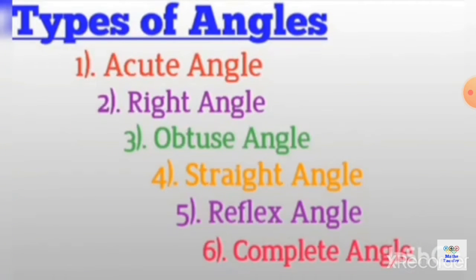Types of angles. First, acute angle, right angle, obtuse angle, straight angle, reflex angle and complete angle. There are 6 types of angle: acute angle, right angle, obtuse angle, straight angle, reflex angle and complete angle.